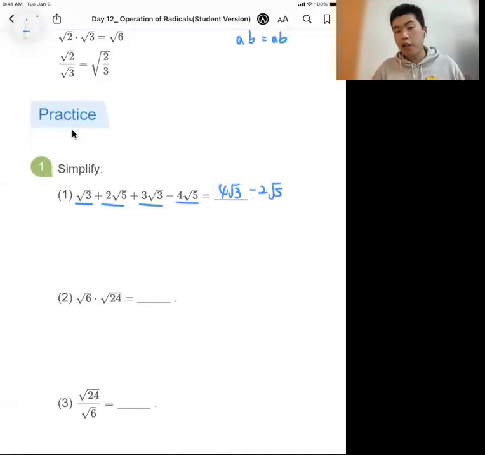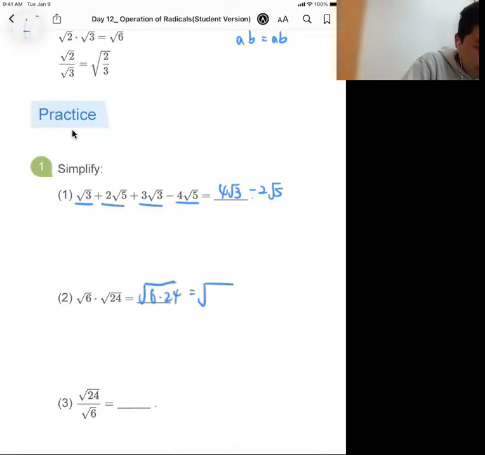And we should stop here, because we have two different radicals and we cannot do subtraction with two different radicals. For the second question, we actually have a multiplication. If we have a multiplication or division, we can do the operations within the radicals. For this one, we have the square root of 6 times 24, which equals the square root of 144. Because this is a perfect square, we know that equals 12. So the final result is 12.